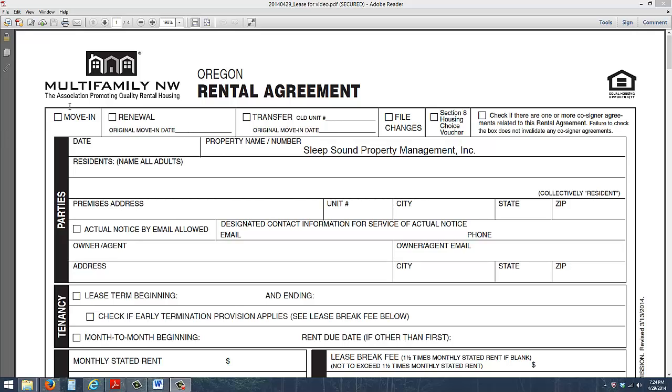Here we have page 1 of your rental agreement. Over here we have the date, we have the resident names. This will be the property that you're renting. Over here it says actual notice allowed by email. If that's the case, this box will be checked, and we'll go into that later in the rental agreement. Over here it will have one of your email addresses or phone numbers, or both in some cases. And down here is our contact information.